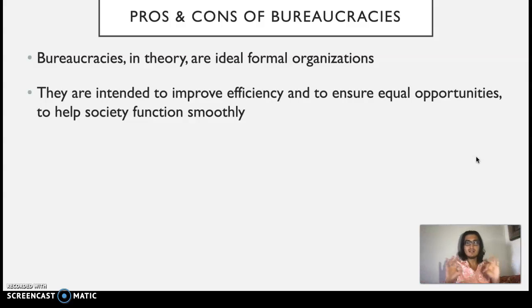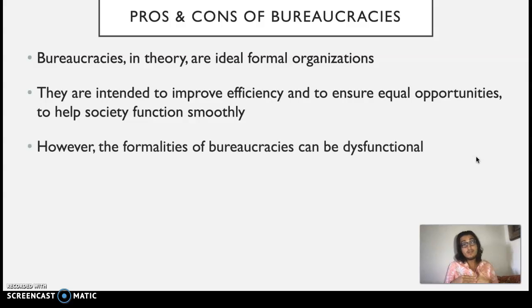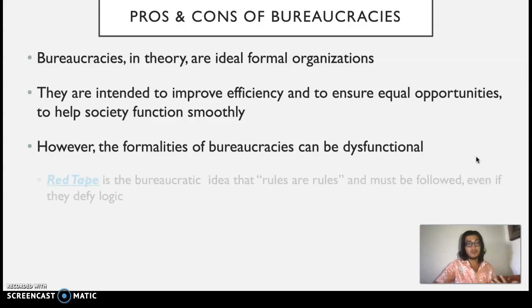Structural functionalists love the idea of a bureaucracy because, in theory, bureaucracies are supposed to be very well-oiled machines where everyone has a specific set of tasks or functions to fulfill, and as long as everyone is being functional in their positions in the bureaucracy, society as a whole is going to operate like a well-oiled machine. However, the formalities and the impersonality of bureaucracies can often become dysfunctional.